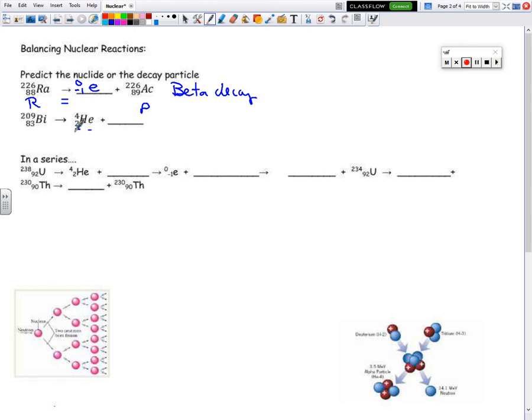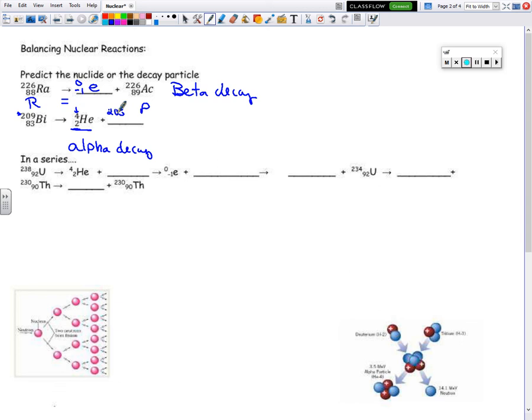This time we're told that this is what's coming out of it. This is an alpha decay, and we have to predict the nuclide that's formed. So we need a number that we can add to 4 to get 209. What number do we add to 4 to get 209? That would be 205. I hope you're thinking this through as we go.